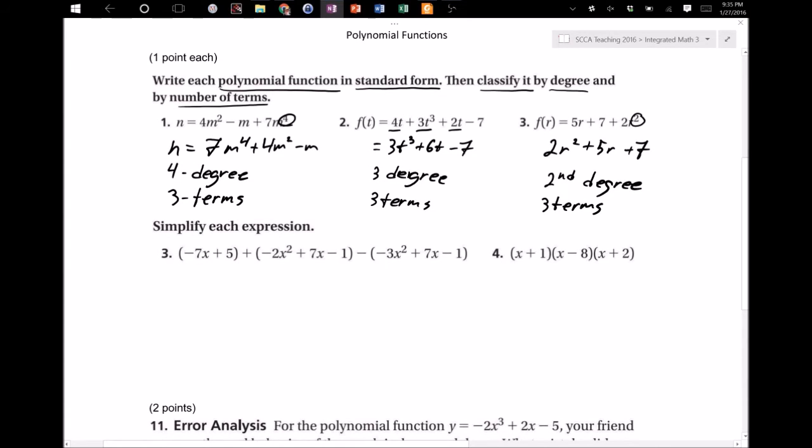Now, for the next section, it's simplify each expression. We want to group like terms, so I'm going to start with these. Don't forget to distribute the negative. So that's going to change things just a little. So 3x squared minus 2x squared. Then I have my 7x's, negative, positive, negative. So this and this are going to cancel. So I'm going to simplify that as I go.